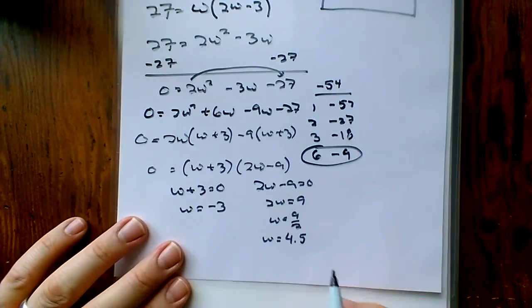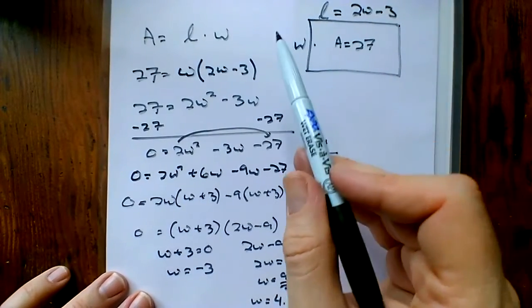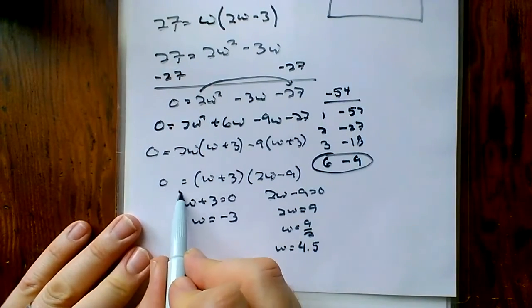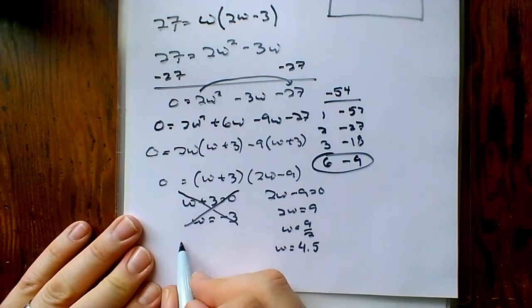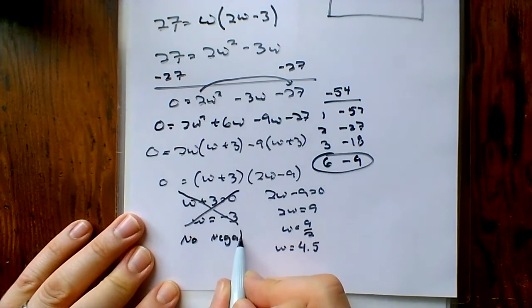Here is one of the things that we now have to think about. I'm referring to dimensions of a rectangle. So because I'm dealing with dimensions of a rectangle, I'm going to say I cannot have a negative width.